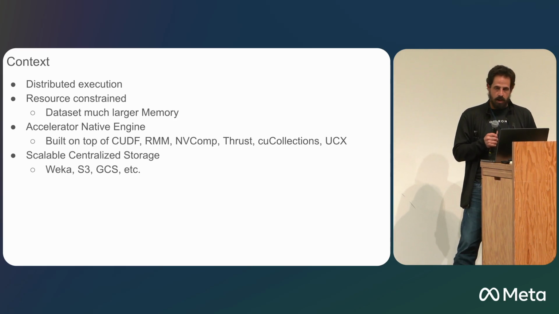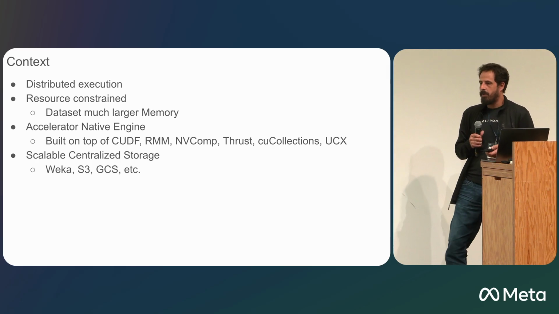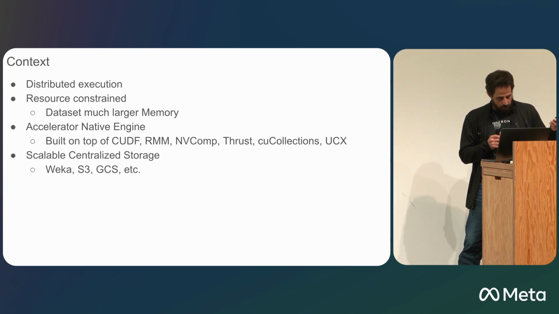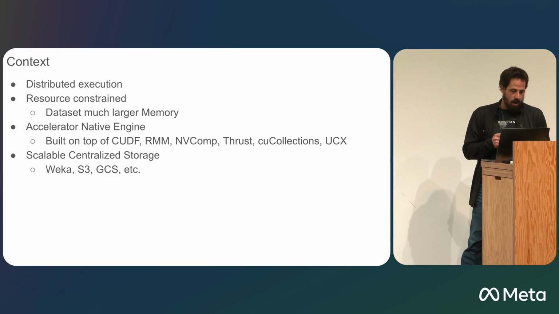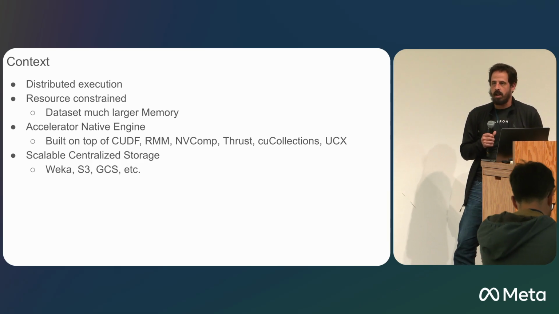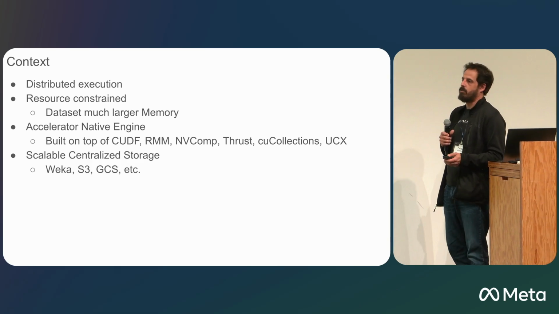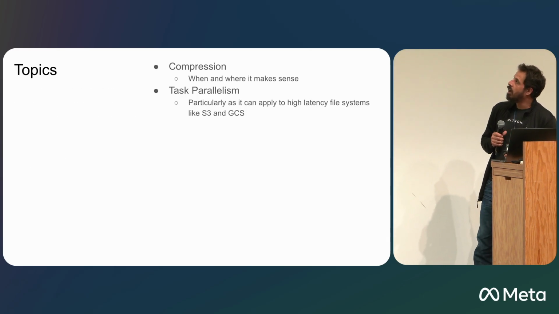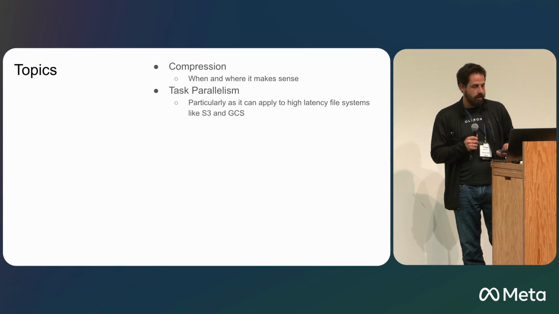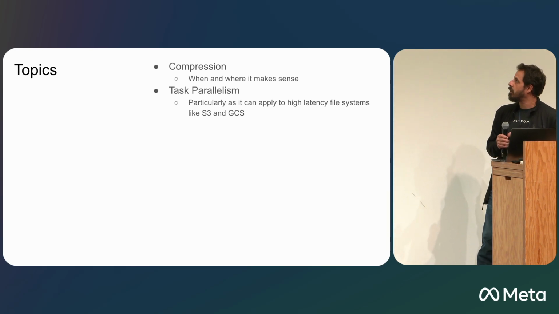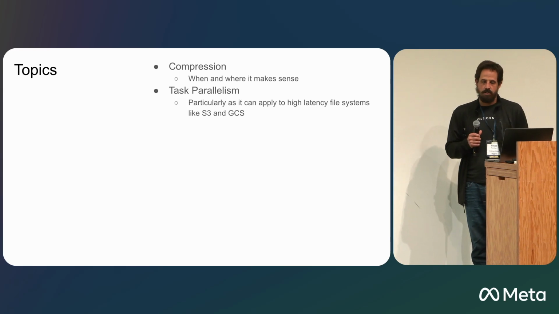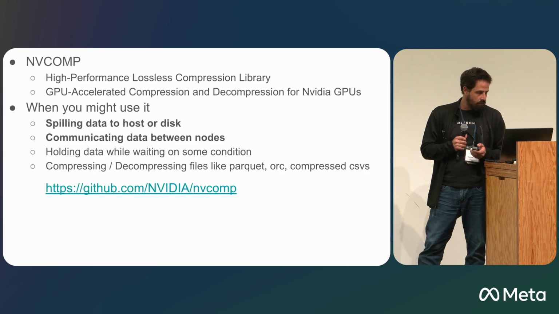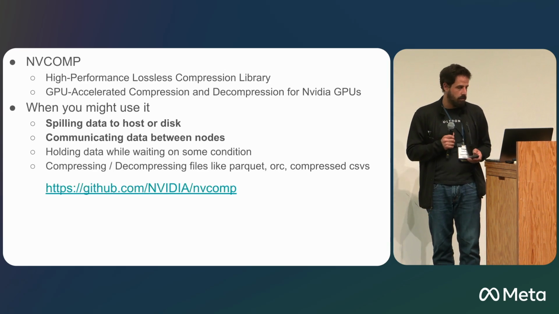It's built on top of cuDF, RMM, nvCOMP, many other libraries that have come from NVIDIA and other people, and Velox, of course, and scalable centralized storage. So we're talking about things like Weka, S3, GCS. We have a centralized place to put it. First topic we're going to talk about is compression, when and where and how it makes sense. And then we're going to talk about task parallelism, especially as how it pertains to using faster and slower centralized file storage systems, or high latency file storage systems, I should be clear.